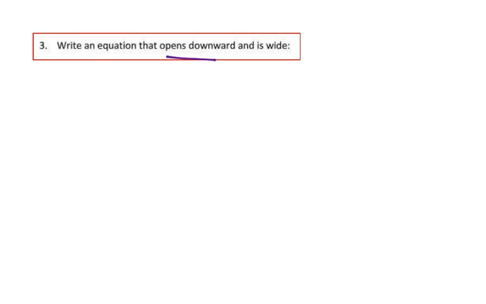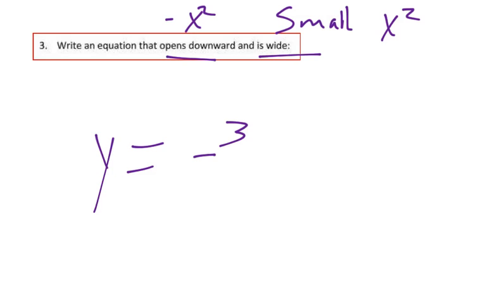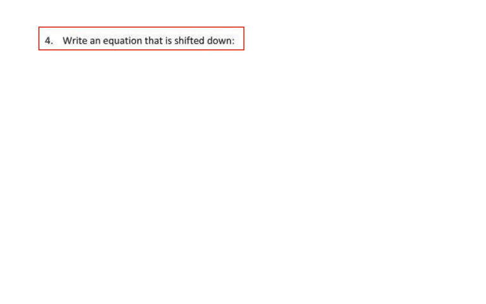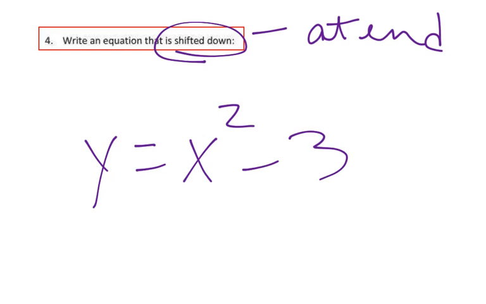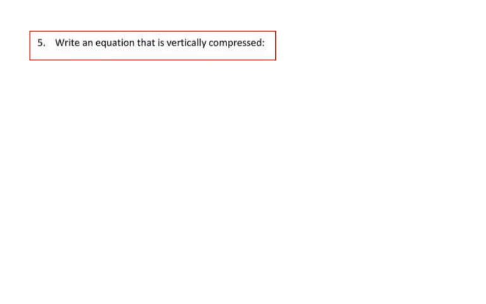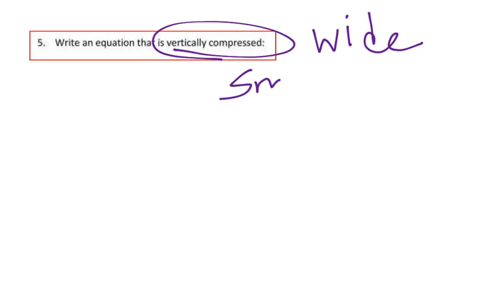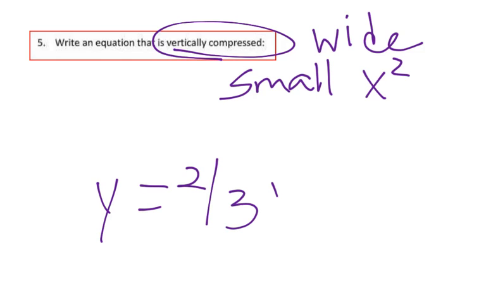Write an equation that opens downward and is wide. To open down, you've got to have a negative in front of your x squared, and to be wide, you've got to have a small number in front of x squared. So y is equal to negative 3/4 x squared. Write an equation that is shifted down. You're going to subtract a number at the end. So y is equal to x squared minus 3. If it is vertically compressed, that means it's going to be wide, which means a small number with x squared. y is equal to 2/3 x squared.